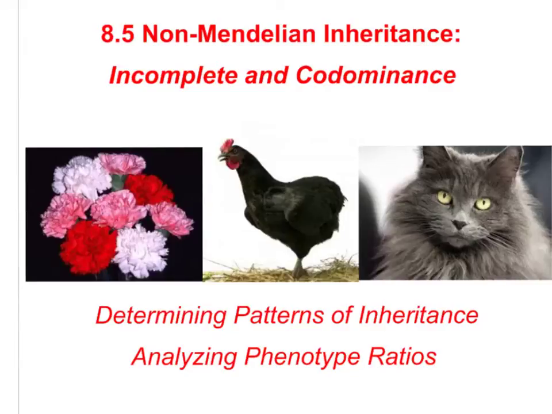We have been talking so far about Mendelian inheritance and what happens when the inheritance follows a different pattern other than the standard Mendelian pattern of inheritance. We're going to look at some of those different patterns, specifically called incomplete dominance and codominance. And we're going to analyze those phenotype ratios.